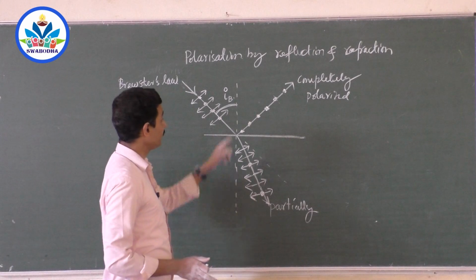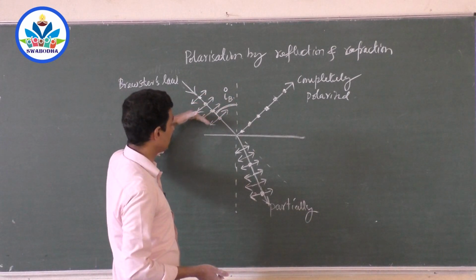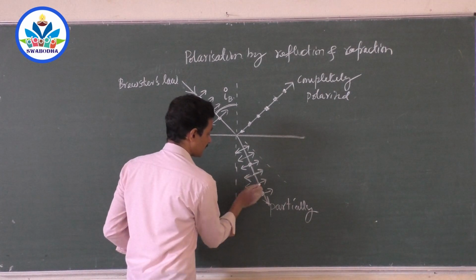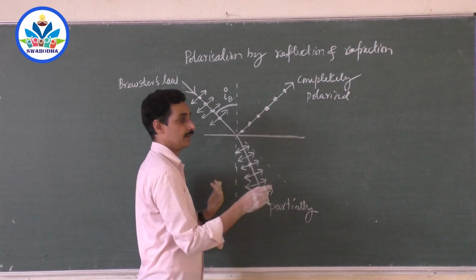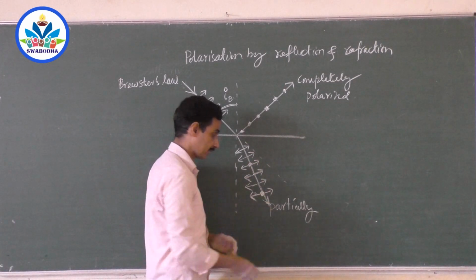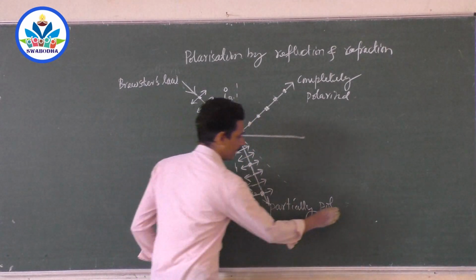Sir, can I try for more angle of incidence? No. If you still try for more other angle of incidence, this also is lost. Then you will get some vibrations here, everywhere. So this is the maximum amount of polarization possible in the refracted ray, and it is partially polarized. Okay, I'll complete.